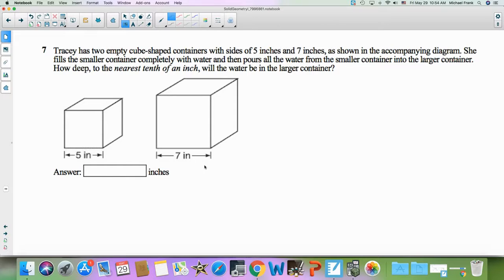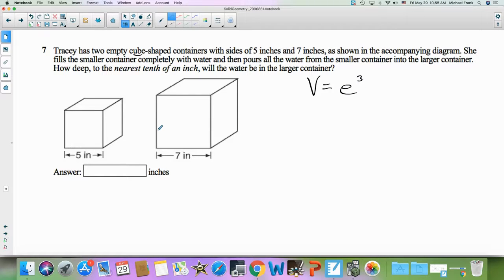Interesting question. All right. Well, let's go back and break this down. First of all, filling three-dimensional figures with water, that's the essence of volume, right? So this is a volume question, obviously. And it's a cube. They're both cubes. So quite simply, the volume of a cube is your edge to the third power. So I'm going to start with that.